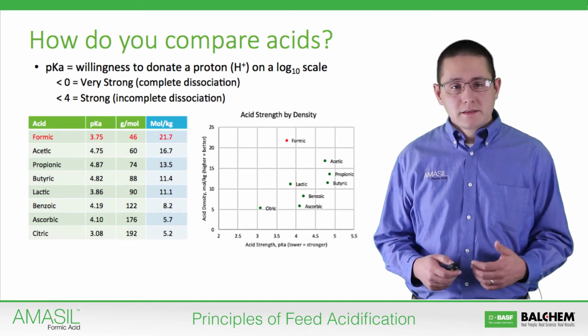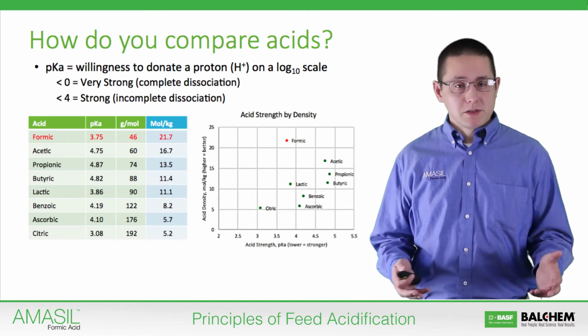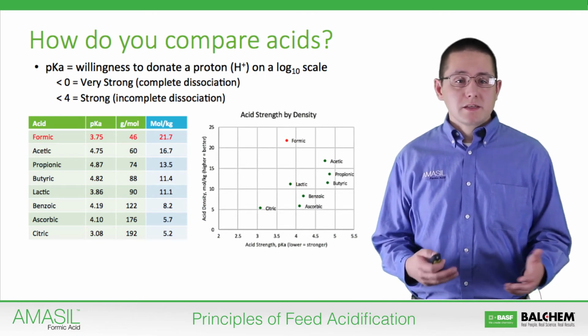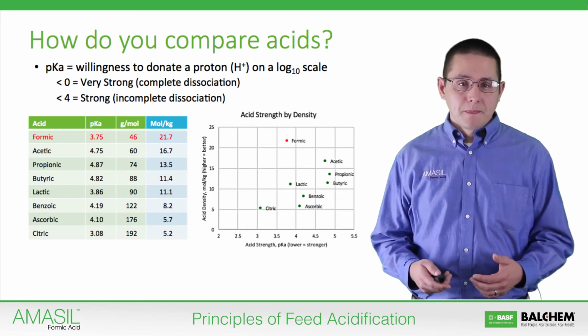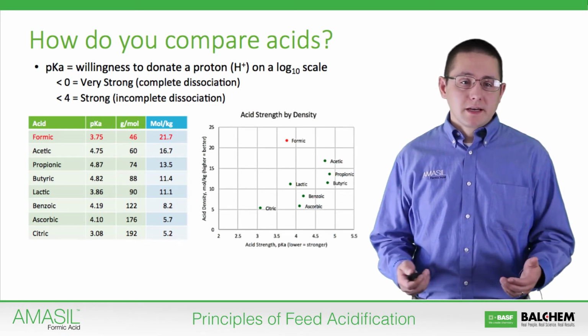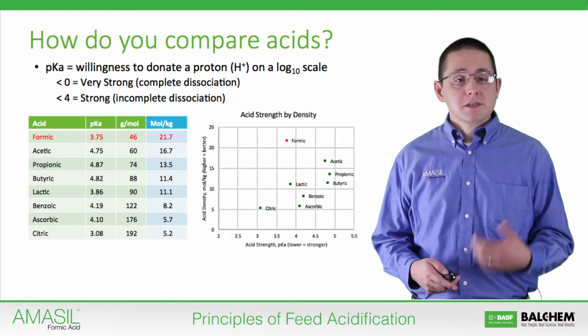The inorganic acids, like hydrochloric acid, are going to have pKa's below 0, which is why you have that complete dissociation. But the organic acids are going to have pKa's anywhere between 3 to 7. And so what you can see here is that formic acid has a fairly low pKa, which is the basis for our AMASIL product. But this is on a molar basis.